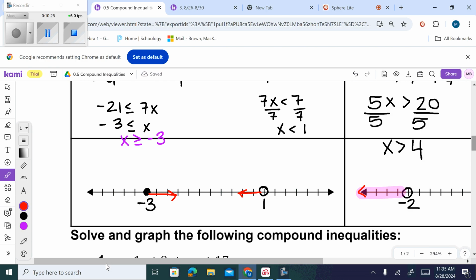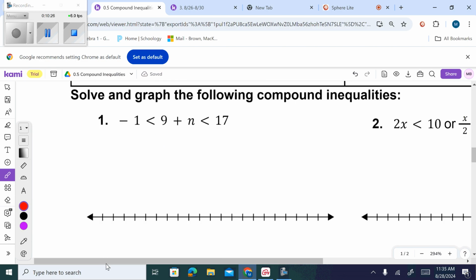All right, let's get down. Look at number 1. Okay. Is this an and problem or an or problem? And. Okay, so go ahead and write and. And when I graph this, should they be going opposite or towards? Towards. Good. So I'll write towards each other, just so you know when you check it.